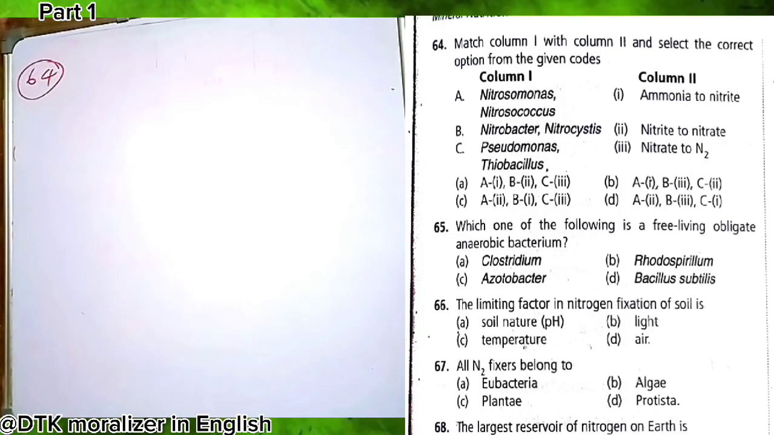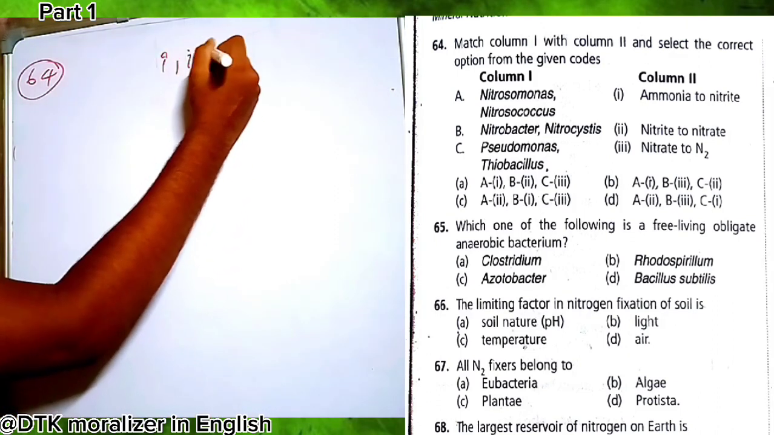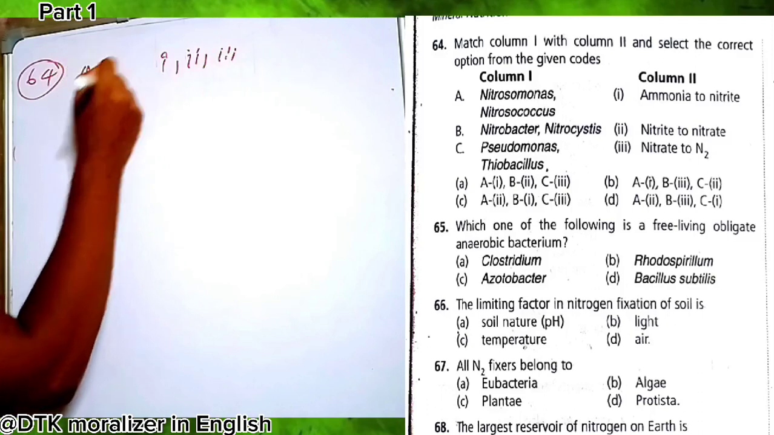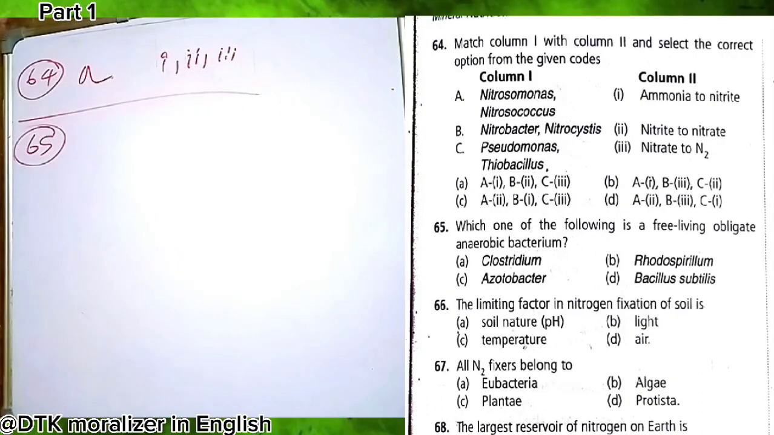Question number 64. Match the column 1 with column 2. Select the correct option from the given codes. Nitrosomonas, Nitrococcus, Nitrobacter, Nitrocystis, Pseudomonas, Thiobacillus. Ammonium to nitrite, nitrite to nitrate, nitrate to N2. So, Pseudomonas, Thiobacillus denitrification. So, 3 C, Nitrobacter, Nitrocystis nitrite to nitrate, B2 and A1. So, option E.